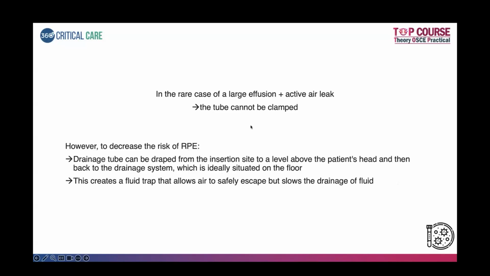I'll just repeat it once more. In cases of a large effusion plus an active air leak, the drainage tube can be draped from the insertion site to a level above the patient's head and then back to the drainage system, which is ideally situated on the floor. The main purpose of this is to create a fluid trap that allows the air to safely escape but slows the drainage of fluid.